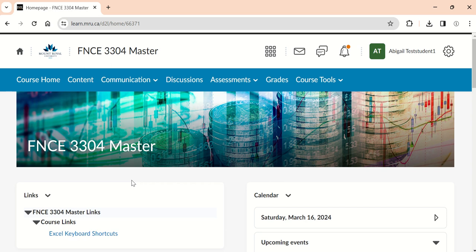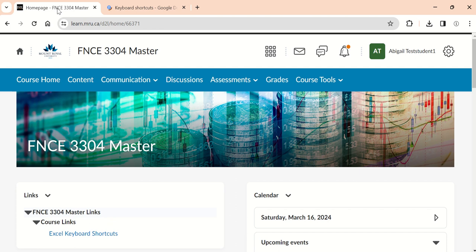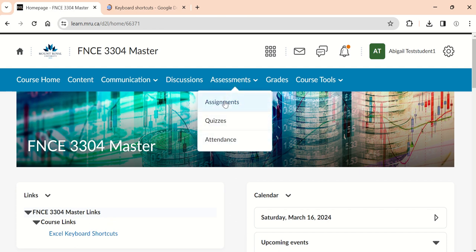To do the week 11 team assignment, start on the course home and launch the Excel keyboard shortcut just in case you need it. Then back to the course homepage and assessment assignments.